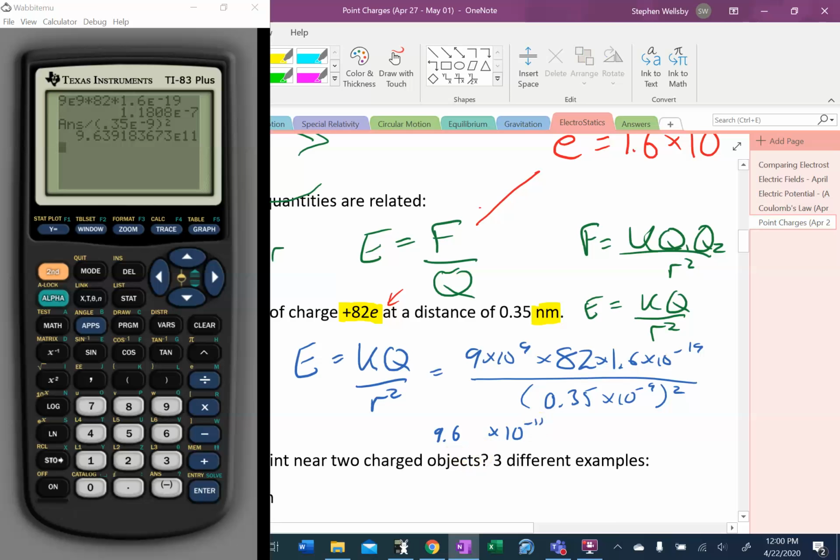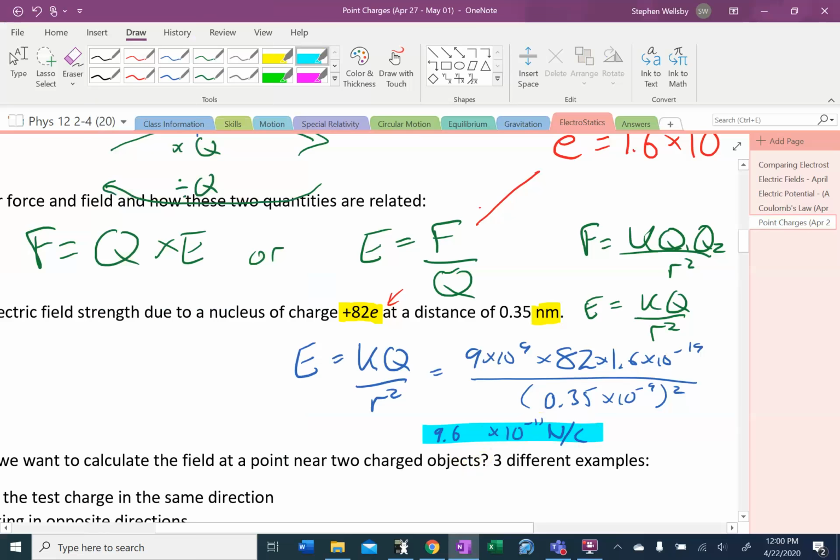And units for field, well, we have 2, but in this case, it makes more sense to say newtons per coulomb, because we're dealing with force. The other unit, you can recall, is going to be volts per meter. We typically use this one a bit more when we're dealing with parallel plates.